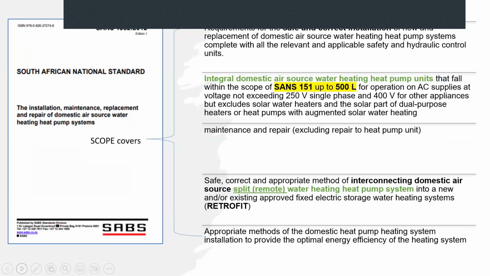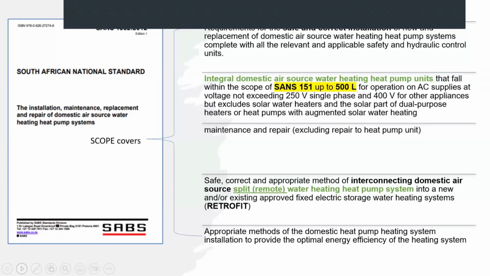It also covers in the scope integral domestic air source water heat pump units that fall within the scope of 151 up to, and it's very important, up to 500 liters for our listeners. So the integral domestic, I will touch on a little bit later and maybe just give an example of the difference between an integral and a split, as mentioned in the second slide. The other important thing is that the scope covers maintenance and repair, but excludes the repair of the heat pump unit. Now, these things have got PC boards and a whole lot of stuff, so the actual repair of the unit itself is unfortunately excluded.